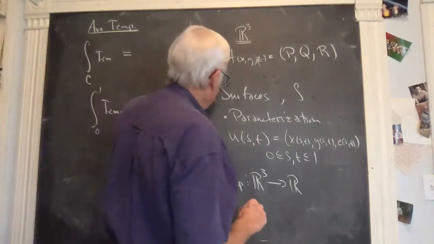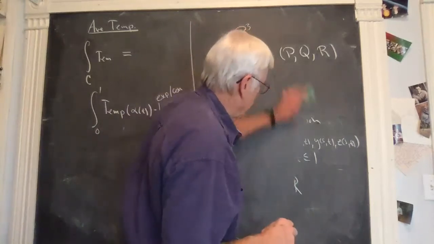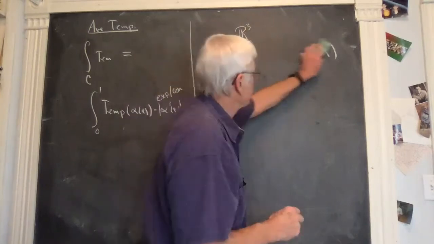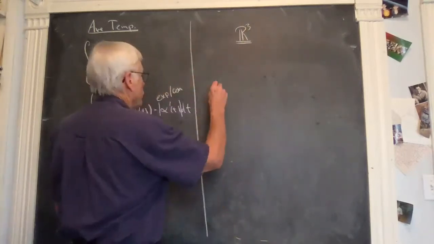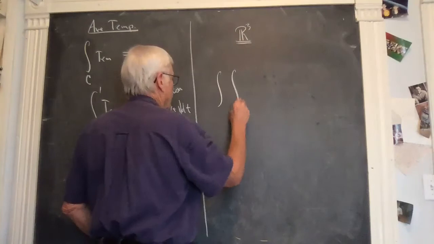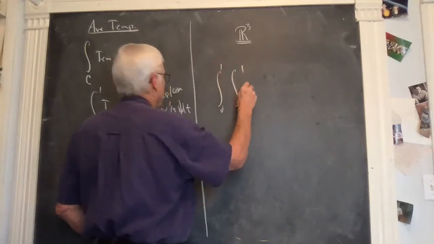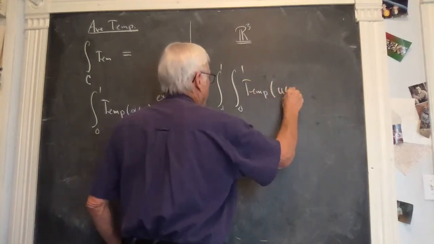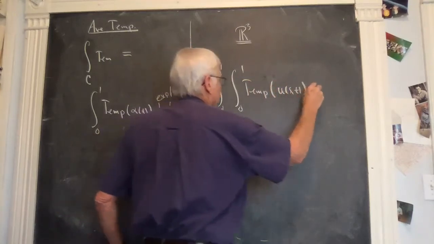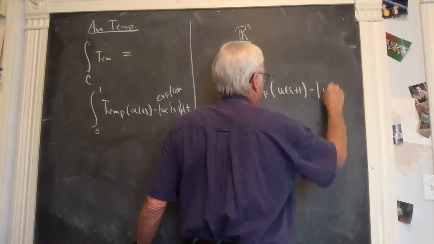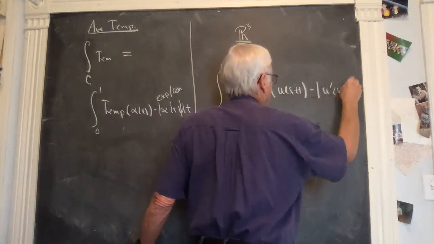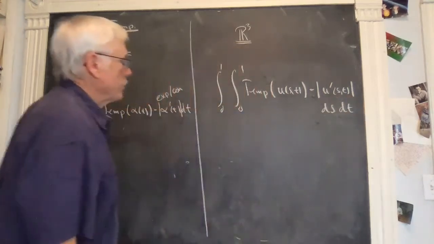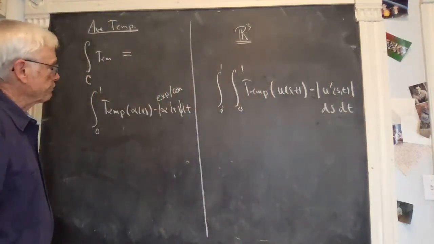And over here with these surfaces, we've integrated and we've found these averages already. So this should be a review. This is a double integral of the temp of u of s and t times the expansion contraction factor, the absolute value of u prime of s and t, ds dt. So these integrals we've already done.